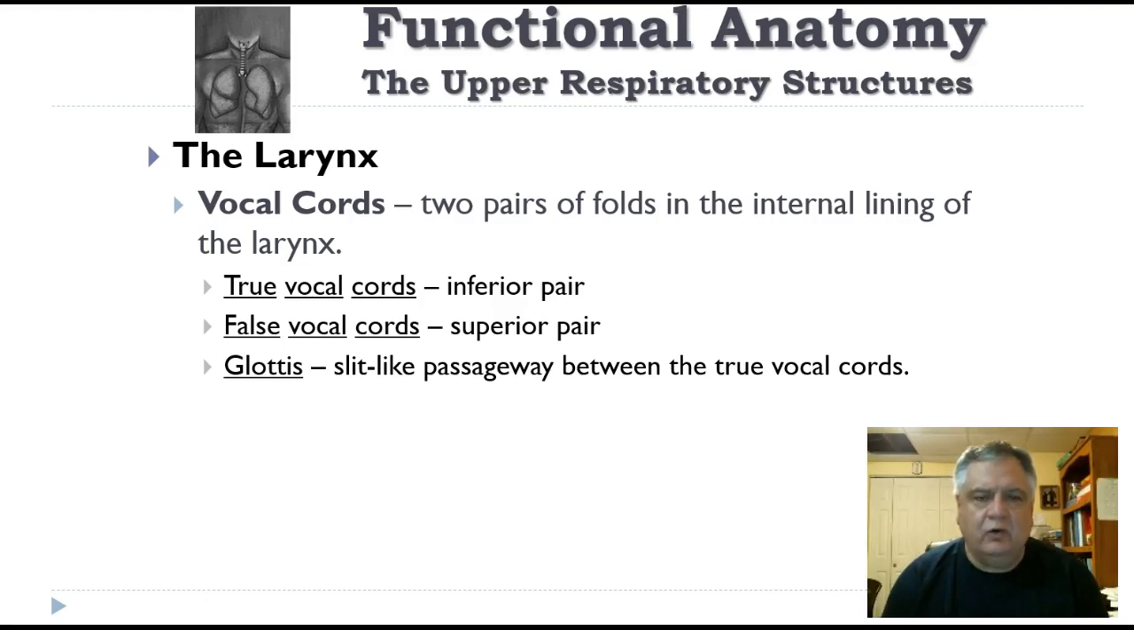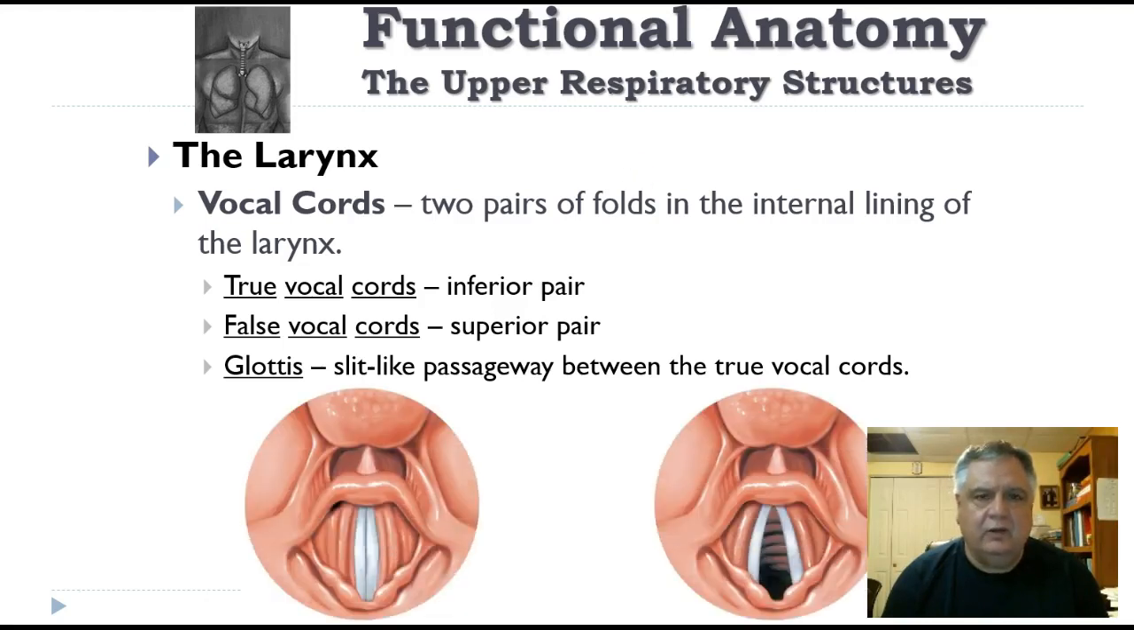Between the two vocal cords, there is a slit-like passageway that allows air to enter the trachea, and that slit-like passageway is referred to as the glottis.